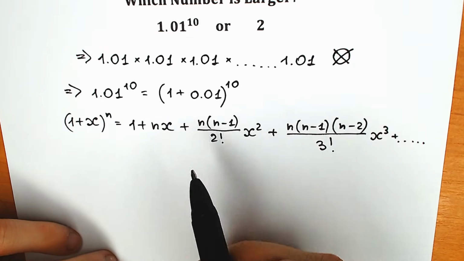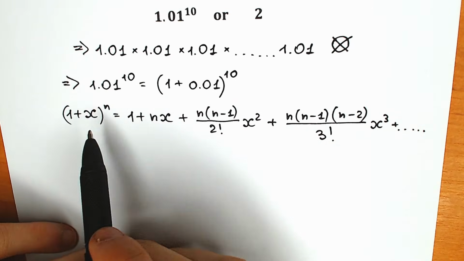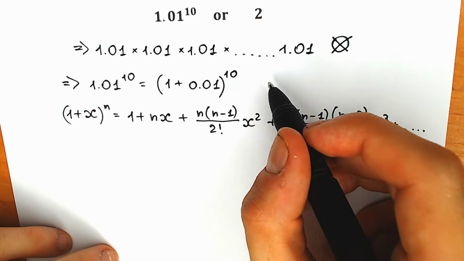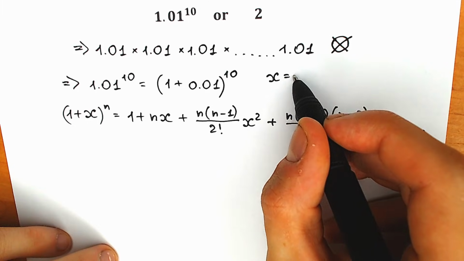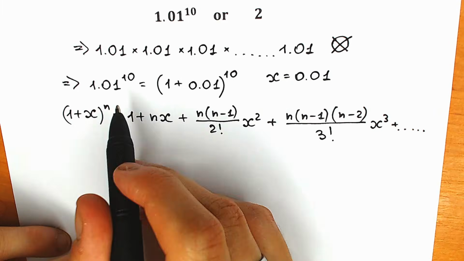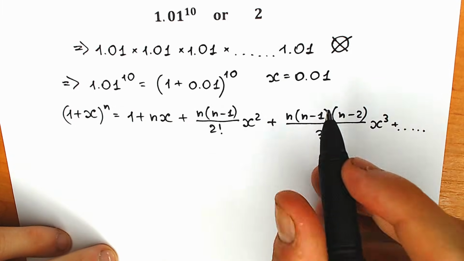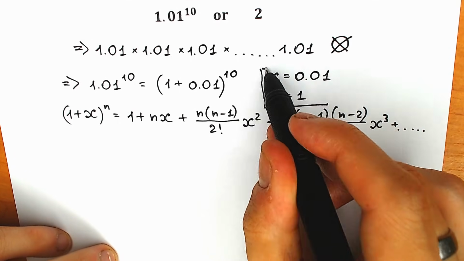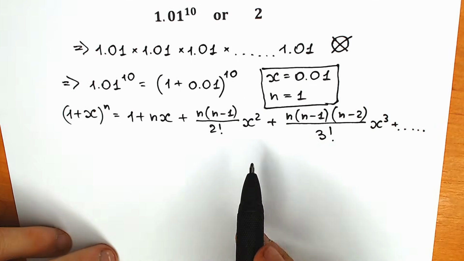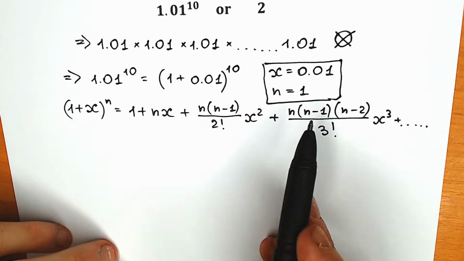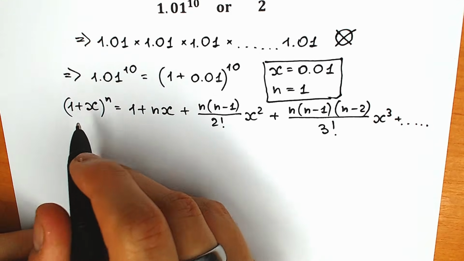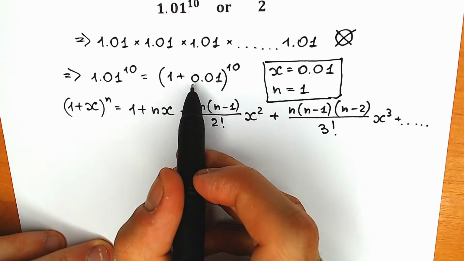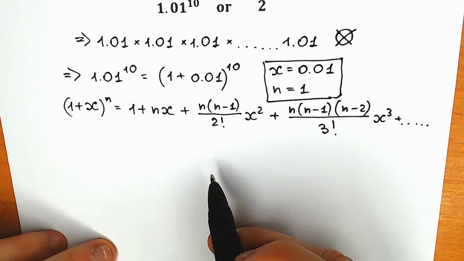This should be enough for a good approximation, and from here we can say our x is equal to 0.01. Let's write it right here: x equals 0.01, and our n is equal to 10. This is the main thing we need to apply our formula. So right now let's find our value: 1 plus 0.01 to the power 10 is equal to this expression.